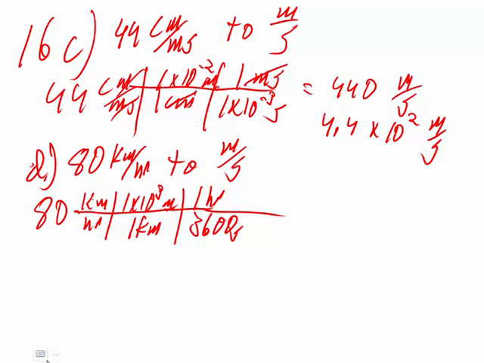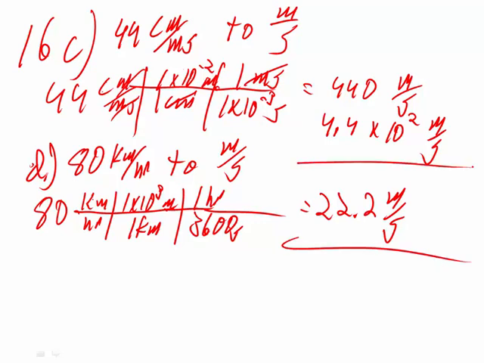Yeah, 1 hour is 3,600 seconds. So we multiply 83, or 80, times 1,000, we get 80,000. And then we divide 80,000 by 3,600, and we get 22.2. We get 22.2 meters per second. Very good. All right. And that's number 16.